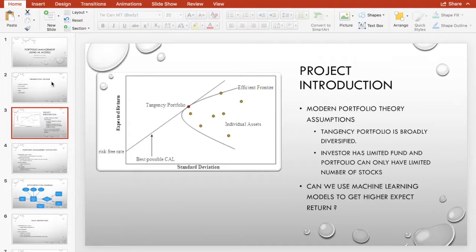First of all, let me talk about where I got my project idea from. At the beginning of this class, we talked about how investors like expected return and dislike risk. But is it possible to get higher expected return than the market line you see here? The short answer is, if we can predict the price of a stock in the future, certainly we can get higher expected return. That is what this project is trying to answer: can we use a machine learning model to get higher expected return?